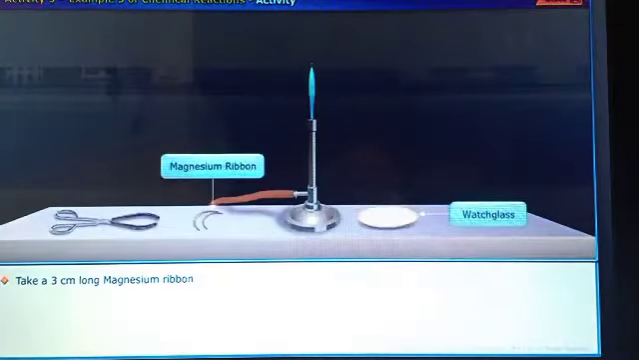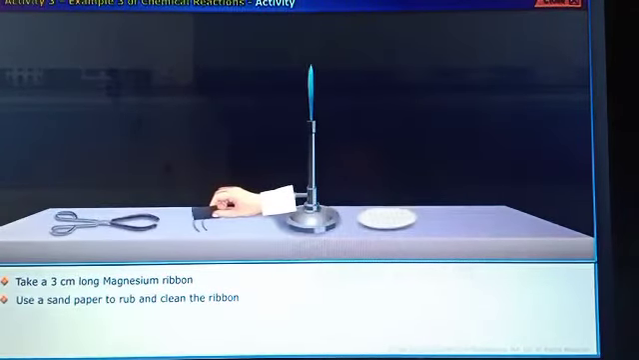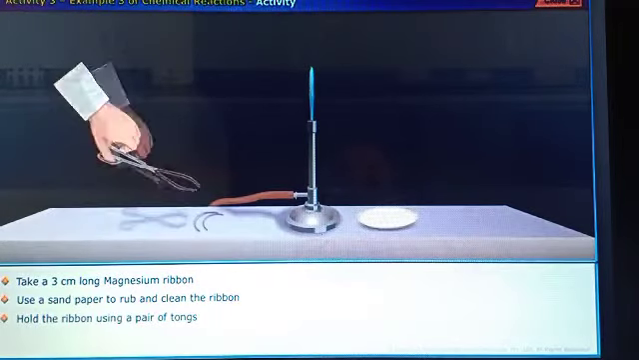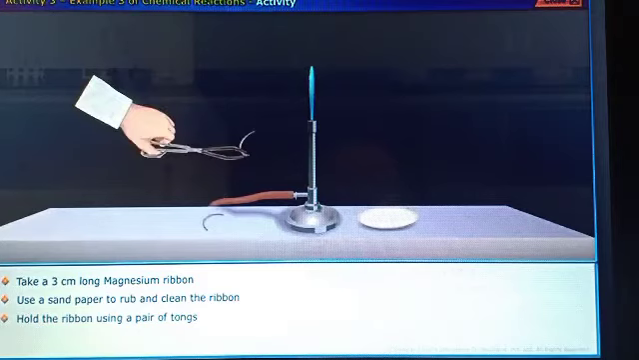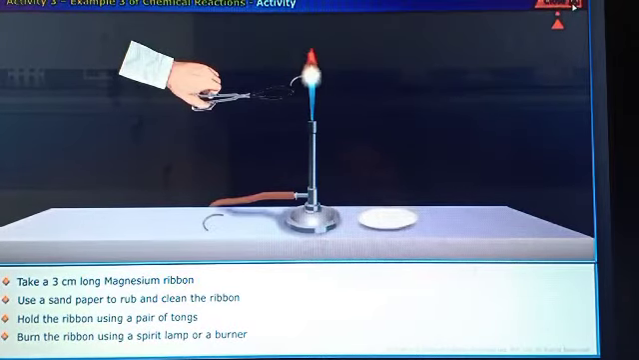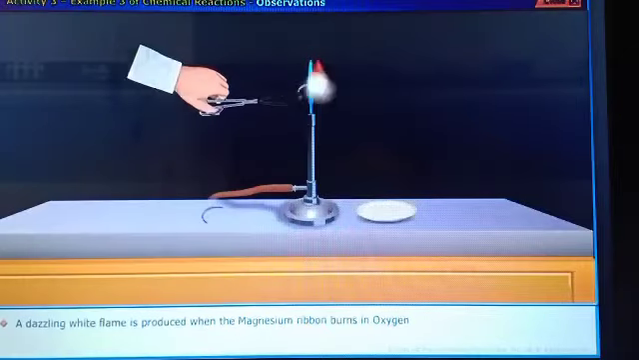For that, take a 3 cm long magnesium ribbon. Use sandpaper to rub and clean the ribbon. Hold the ribbon using a pair of tongs. Burn the ribbon using a spirit lamp or a burner. Now let's see the observation.